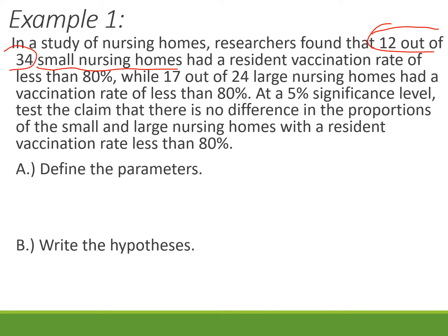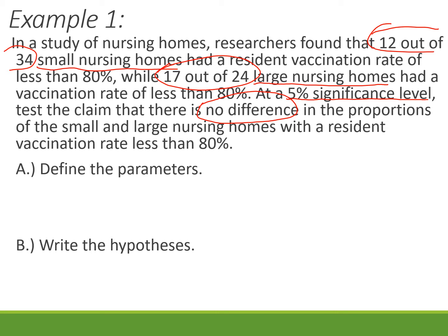Our second sample is of large nursing homes, and in this one we have 17 out of 24. So that's going to give us 2 different p-hats. It's telling us that the alpha level is 5%, and it wants us to test the claim that there's no difference. That's going to be useful in making our hypotheses.